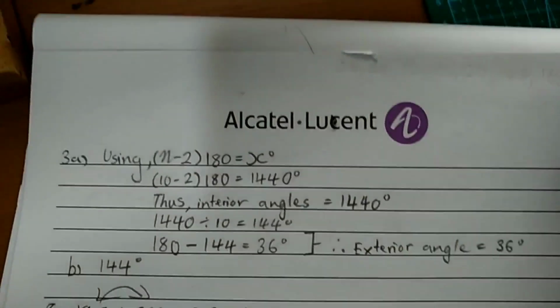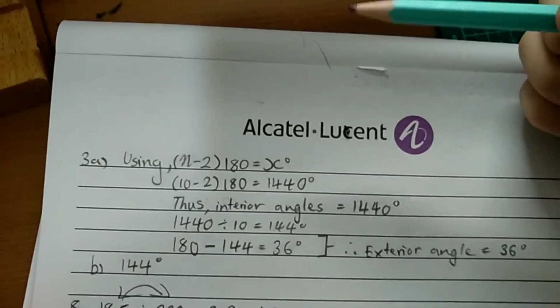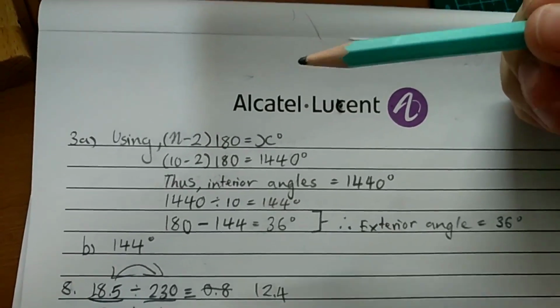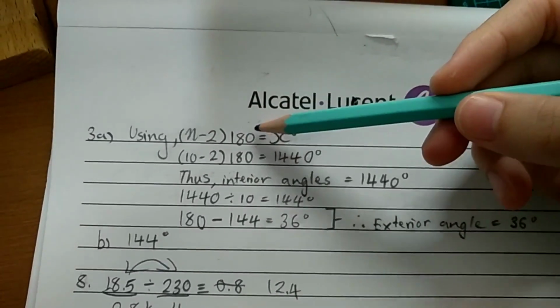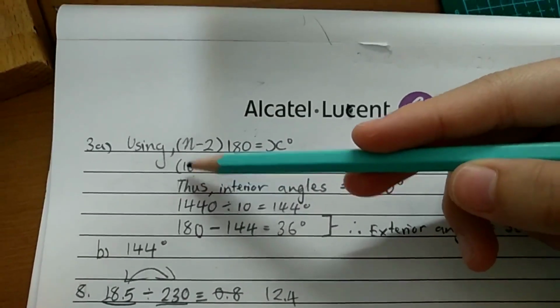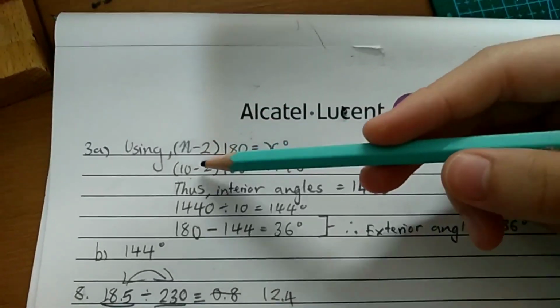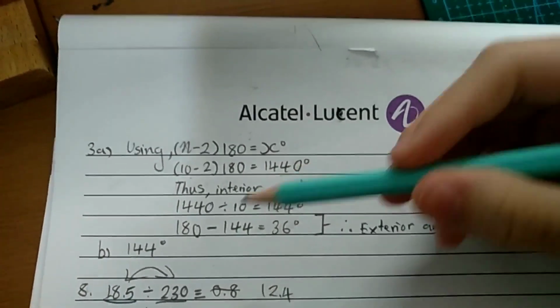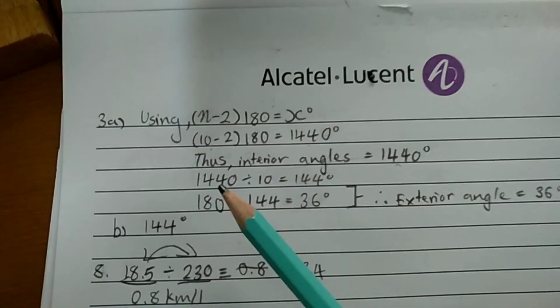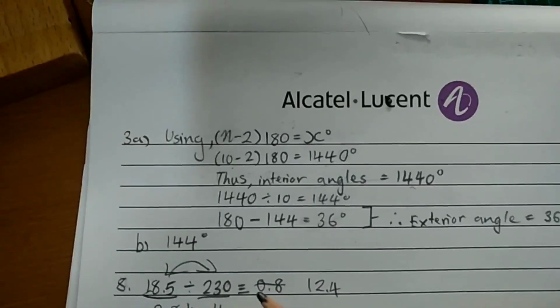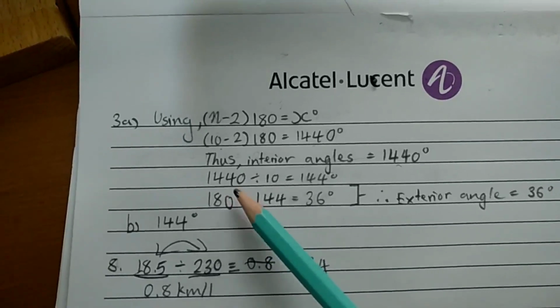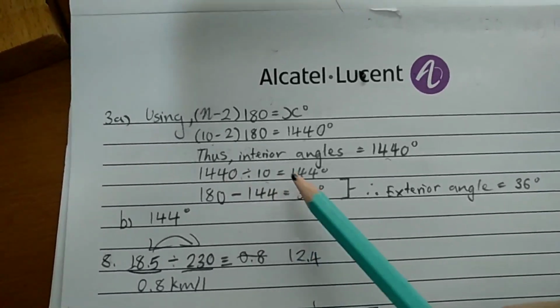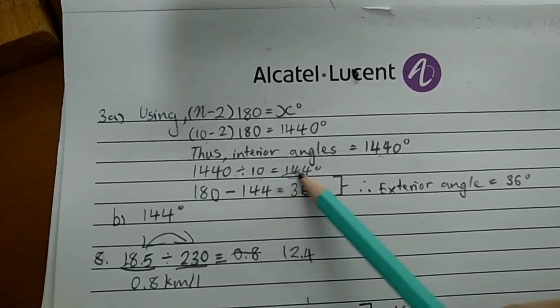For question 3a, you should first start with finding the total interior angles. So using this formula, we add in 10 as n because it has 10 sides. So your answer will be 1440. Now, since this is a regular decagon, which is a polygon with 10 sides, we can divide it by 10, which equals 144.